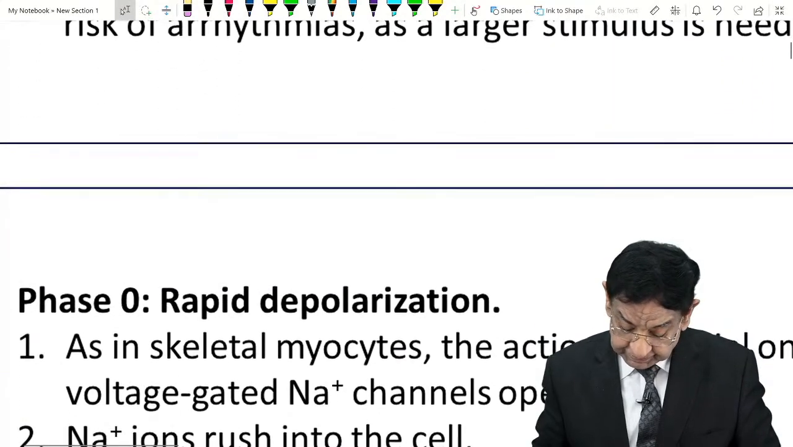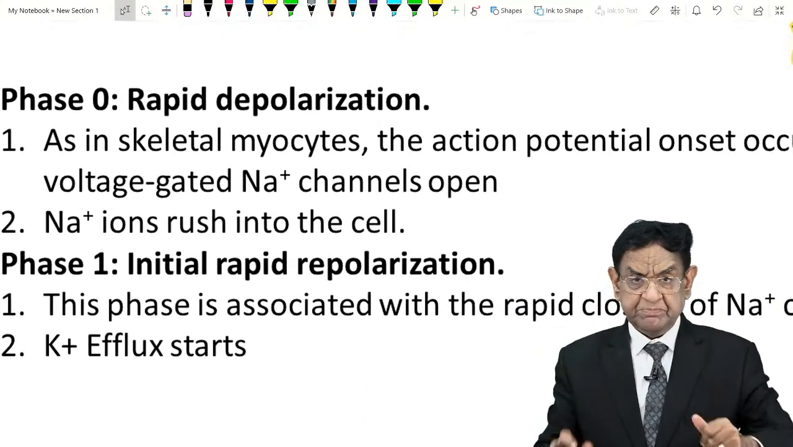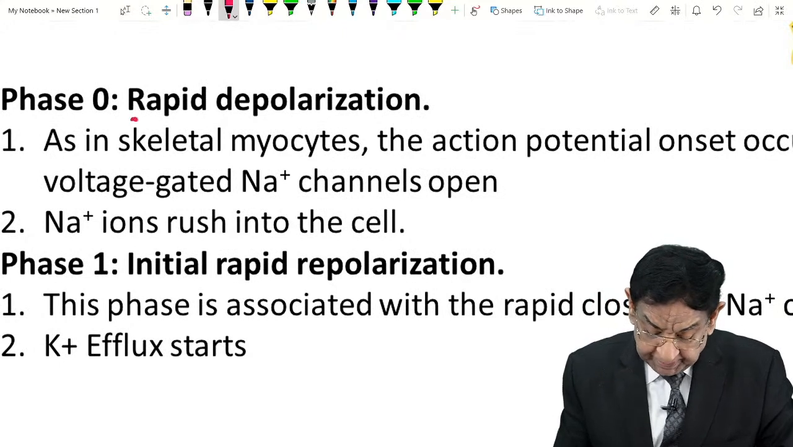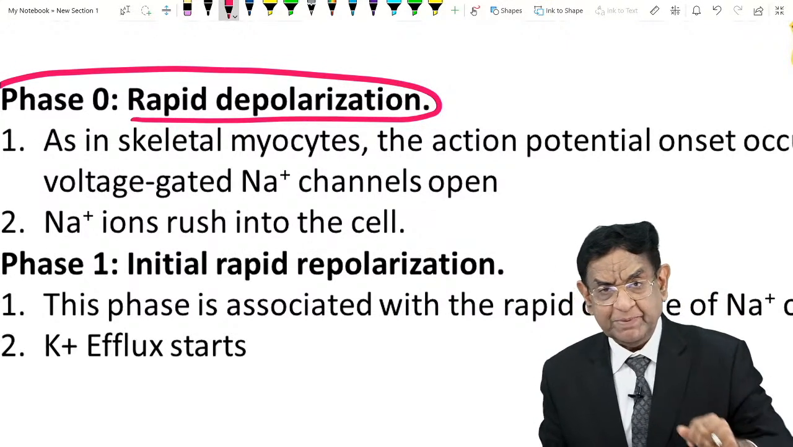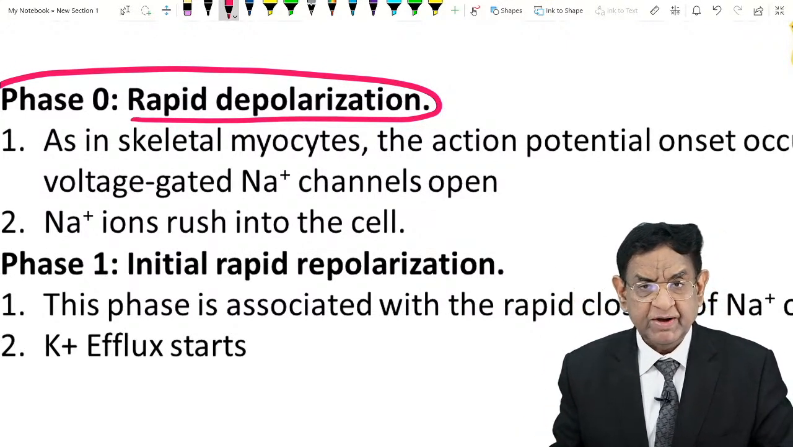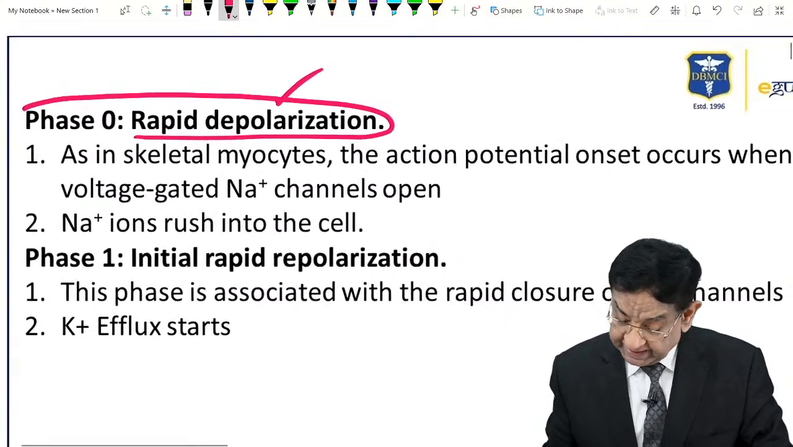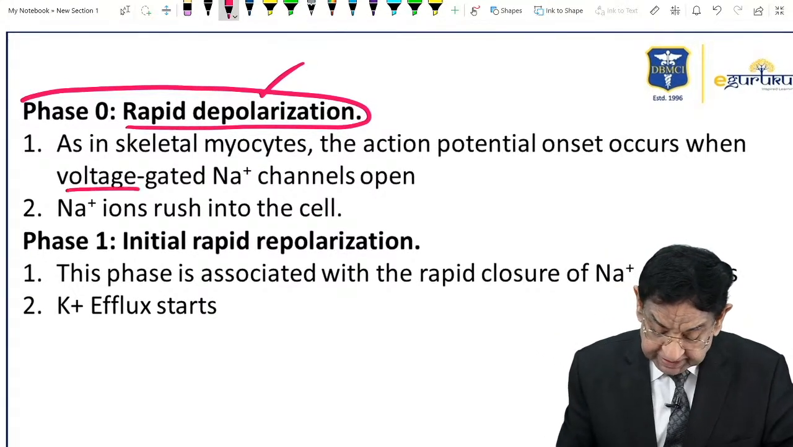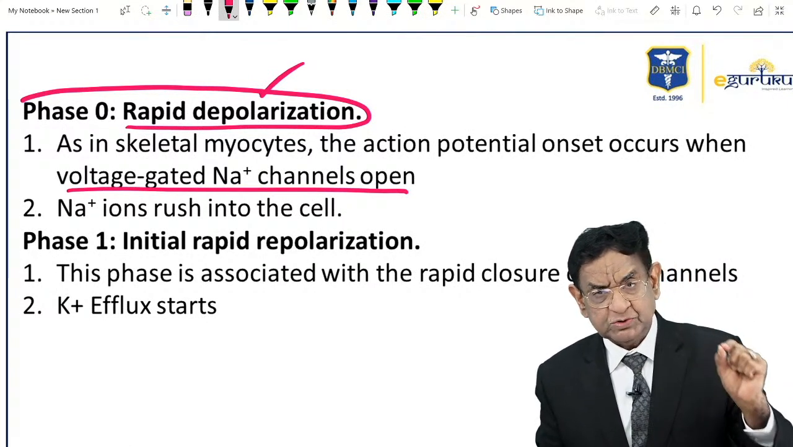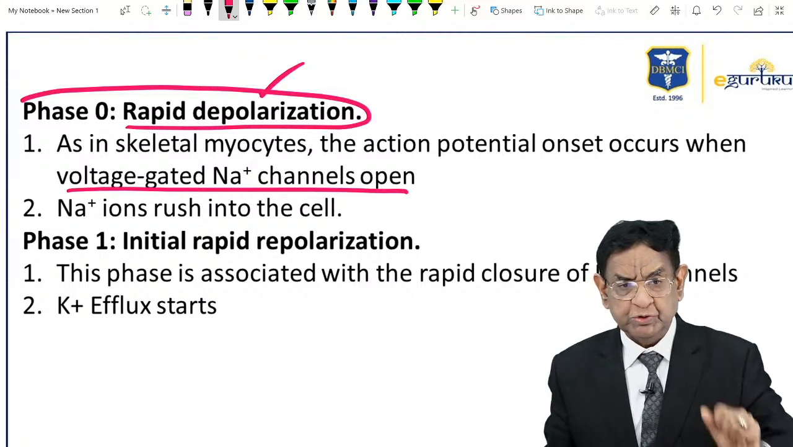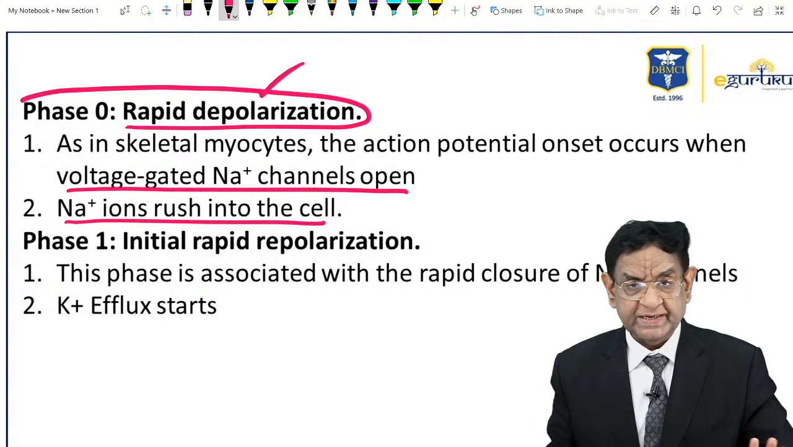So friends, phase 0, which I just mentioned to you, is rapid depolarization. Because sodium is entering, the potential is going toward positivity, we call it depolarization. As I told you, this is due to the opening of voltage gated sodium channels. The sodium channel by which sodium has entered is a voltage gated sodium channel, and sodium rushes into the cell. This is clear to you.